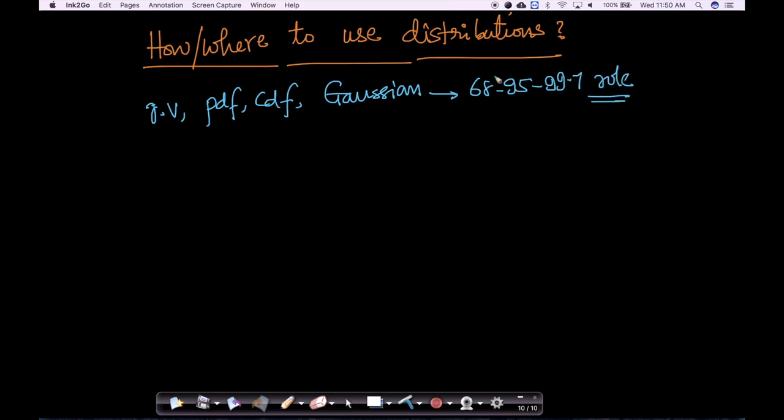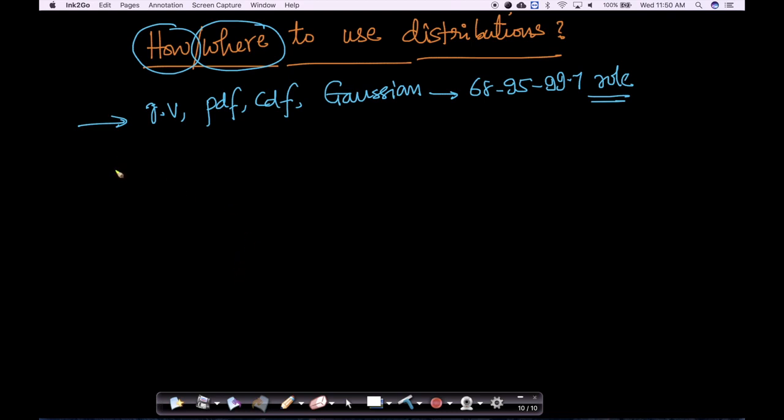The big question here is, okay, all this theory is great. We understood the theory. How to use these distributions in the real world, and where do we use these distributions? These are two very important questions. So let me give you some examples on how, where, and when to use these distributions, right?